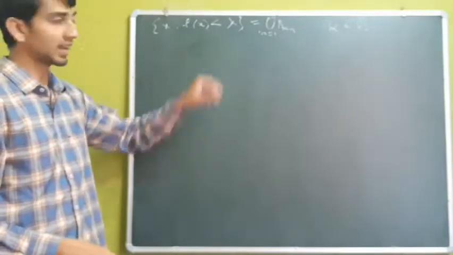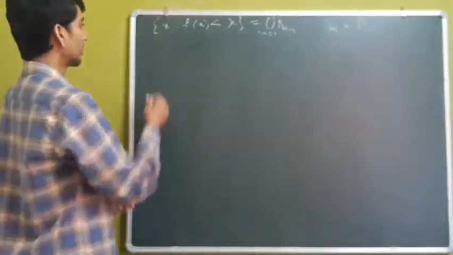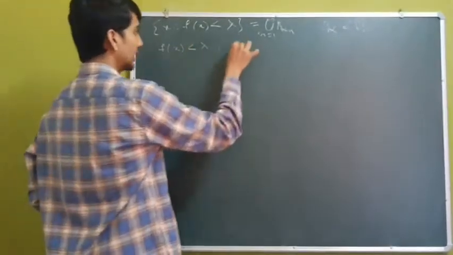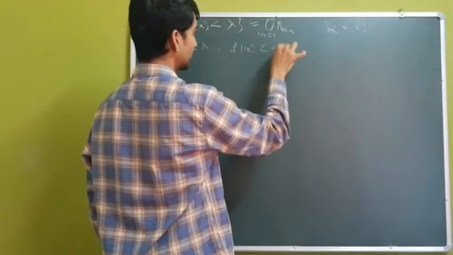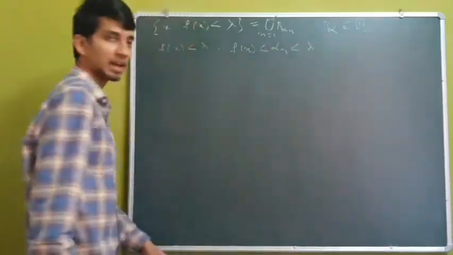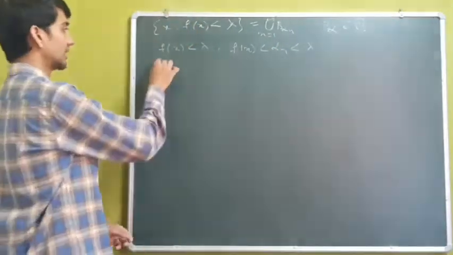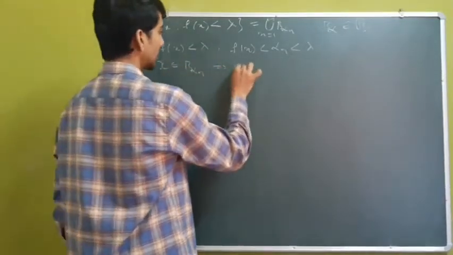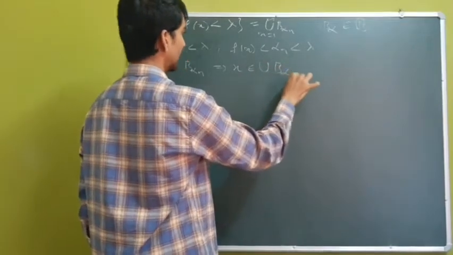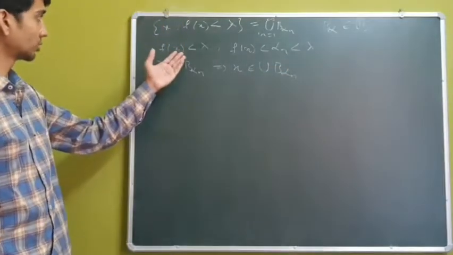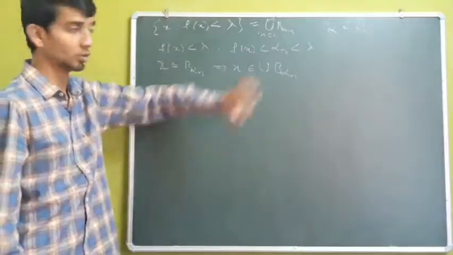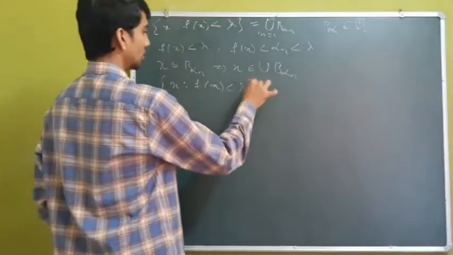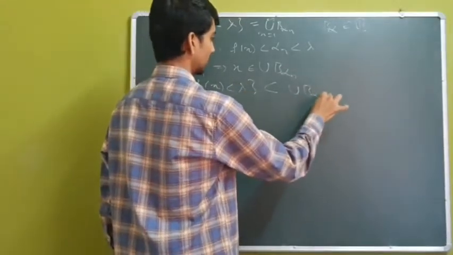So to prove the equality of these sets, first we have: if f of x is less than lambda, then clearly we have f of x less than the sequence, which is less than lambda. Then clearly by the definition, x will be in b alpha n, which implies x is in the union of b alpha n's. So taking x in such a set, we have x in the union, so this set is contained in the union of b alphas.